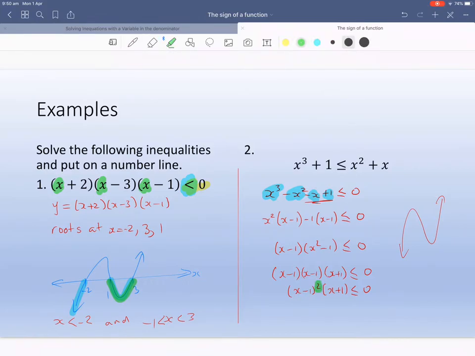That this squared tells me that at x equals 1, because we get the root x equals 1 there, it's a turning point. It is a turning point, okay? And then we have a root. So let's write both the roots, okay? Roots at x equals minus 1 and 1, okay?